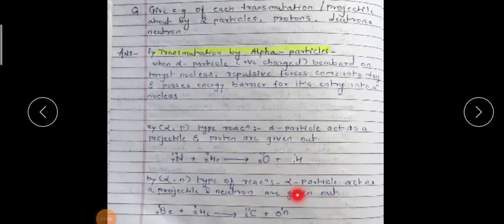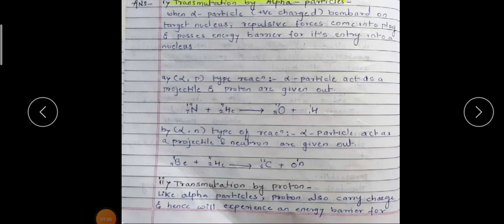Please go through the last lecture. We have seen some terms also: what is a projectile, what is a target, what is a recoil nucleus, what is an ejected particle. We saw all those terms in the last lecture, along with the transmutation by alpha particles. Today we are going to continue with the next part, that is the transmutation by the proton.